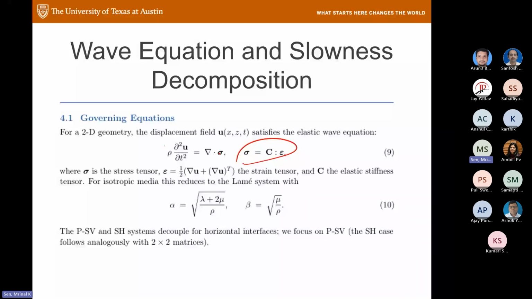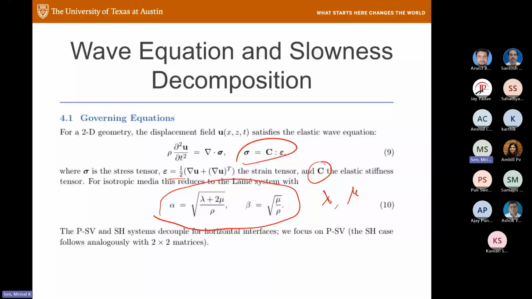So now we know what strain is, and if we have C as the stiffness matrix, or tensor. In this case, it's a tensor. We haven't gone into matrix yet because I'm using the dotted, double dots here. And for isotropic media, we have alpha and beta, which are essentially functions of lambda and mu, and lambda and mu are the two stiffness coefficients.